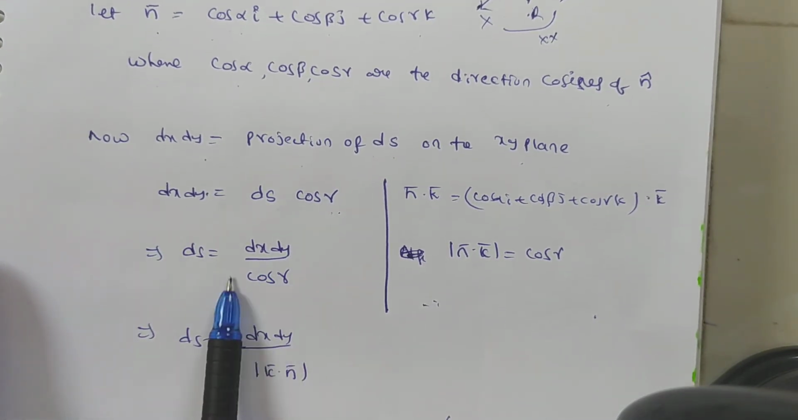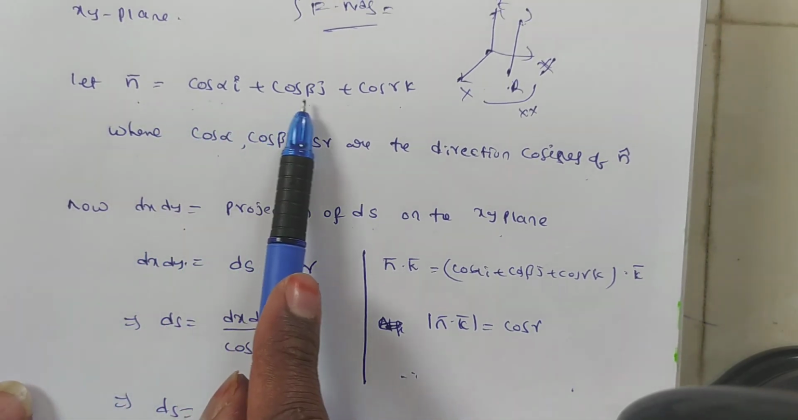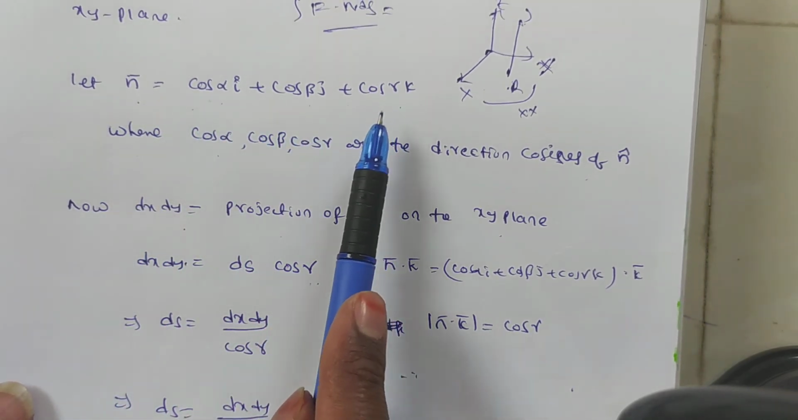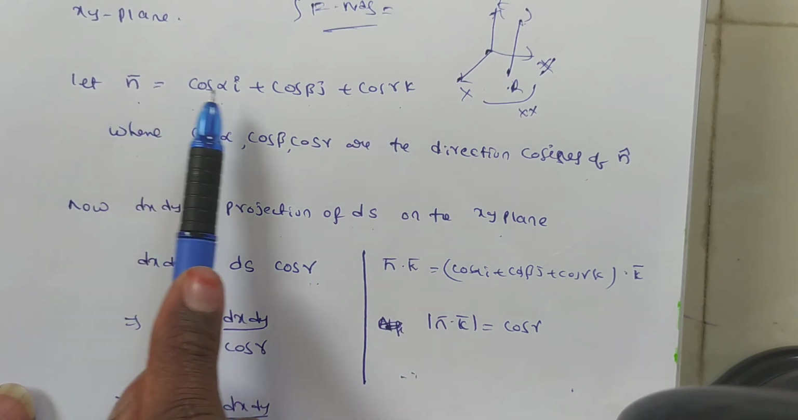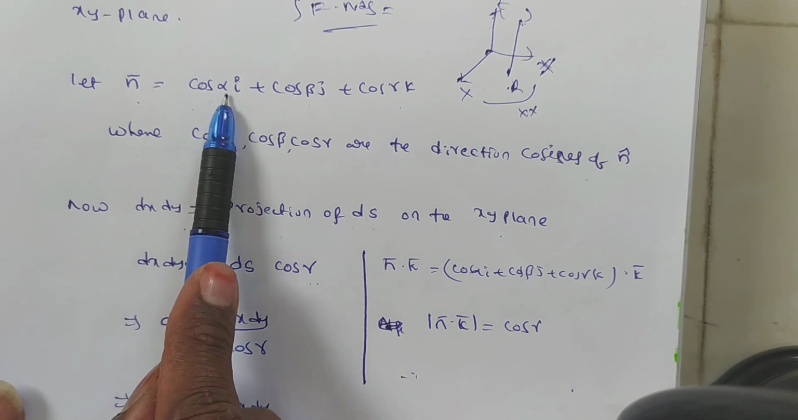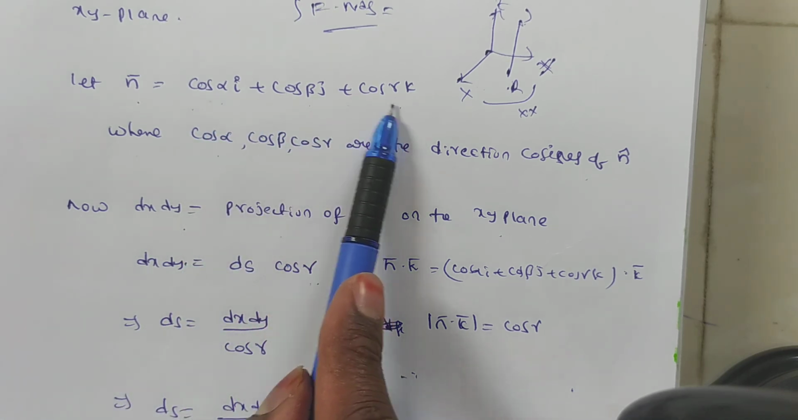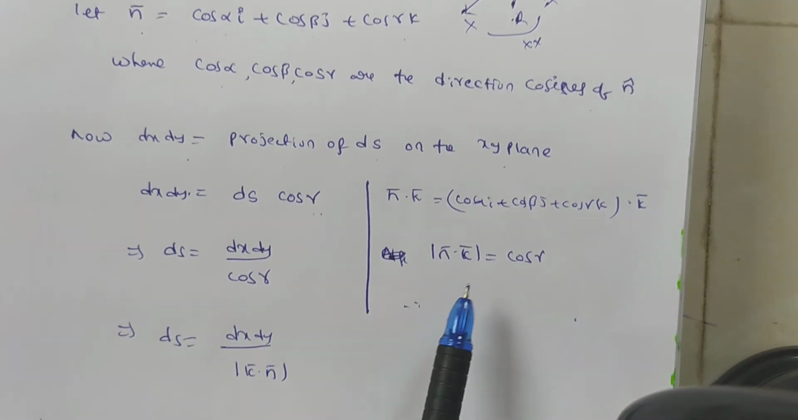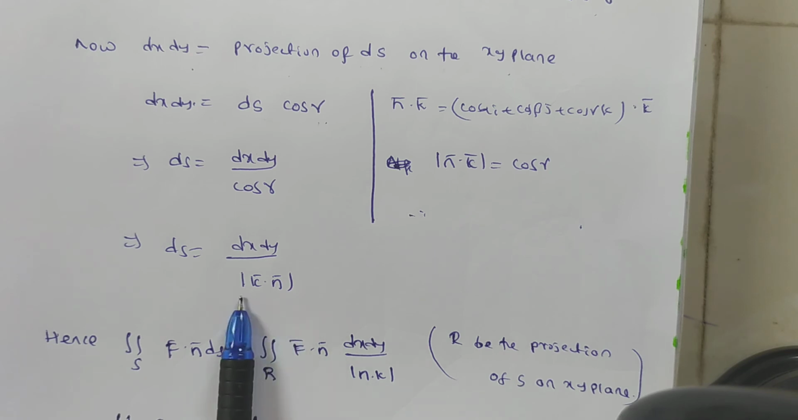This cos gamma we can also get from n bar. We have n bar equal to cos alpha i plus cos beta j plus cos gamma k. Now take the dot product n bar dot k bar. What will happen? k dot i is 0, k dot j is 0, k dot k is 1. So you will have cos gamma. So in place of cos gamma I have written k bar dot n bar.